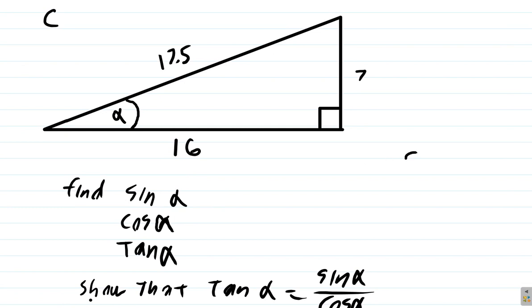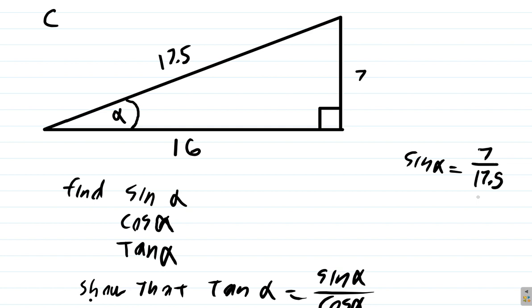So in this case, sine alpha is, remember now, alpha is on the left over here. This side is on the right, so it's the opposite. And this is the hypotenuse. So sine alpha is opposite 7 over the hypotenuse 17.5. Alright?